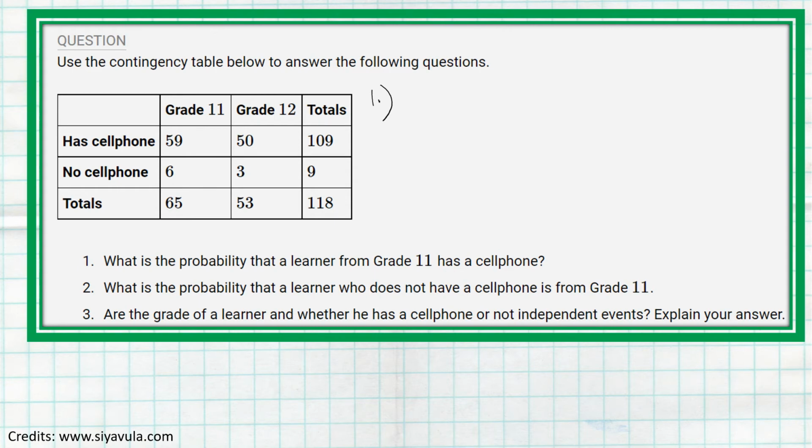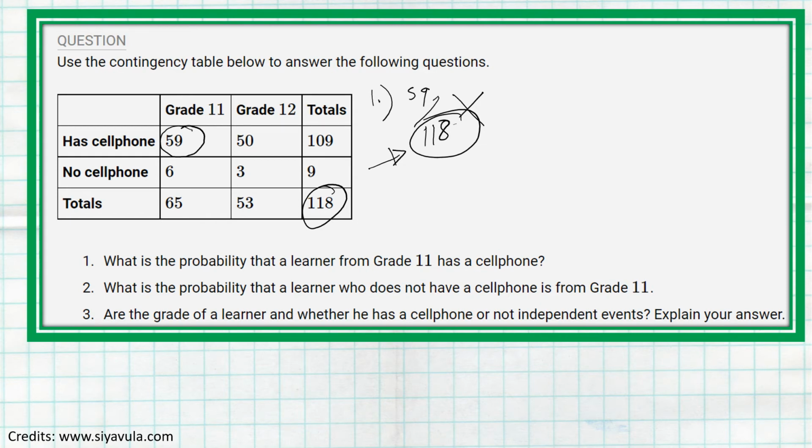A lot of misconception with this question can be, okay, this is just a learner from grade 11 having a cell phone, then you go and trace it and say probably 59 out of the whole total sample space, which is 118. And this is incorrect. You must be very careful when solving contingency table probability questions, because they can put some little tricks there where the whole sample space is not actually the total sample space within that question.